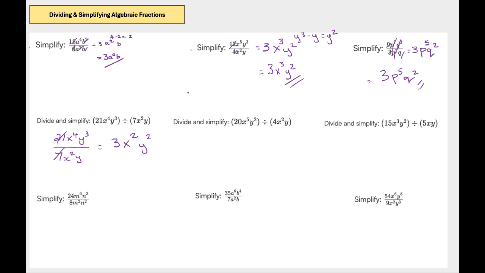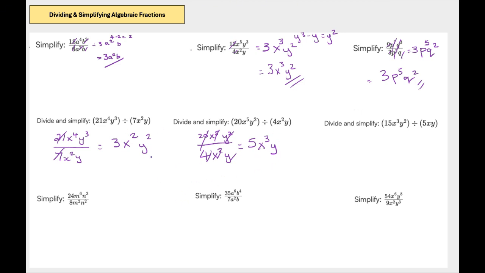The next one is going to be another one written like that. It's 20x to the power of 5, y squared, all over 4x squared y. So 20 divided by 4, oh, we've got a different number, 5. X to the power of 5, x to the power of 2 on the denominator, so 5 minus 2 gives us x to the power of 3. Y squared minus y is just y on its own.